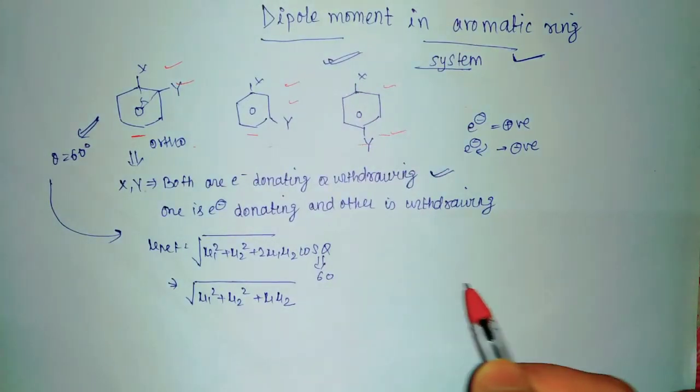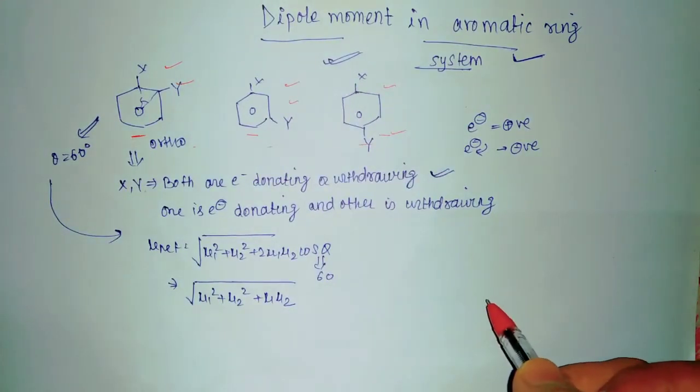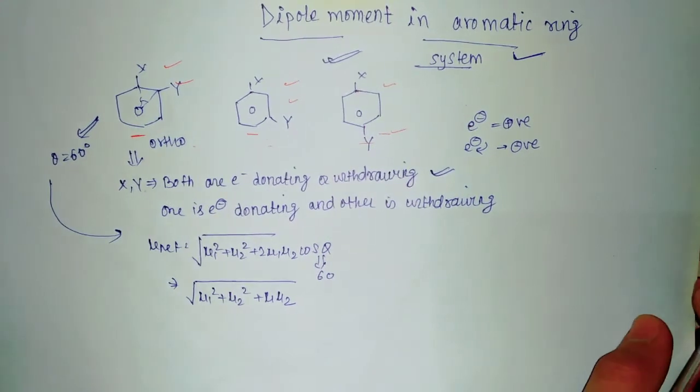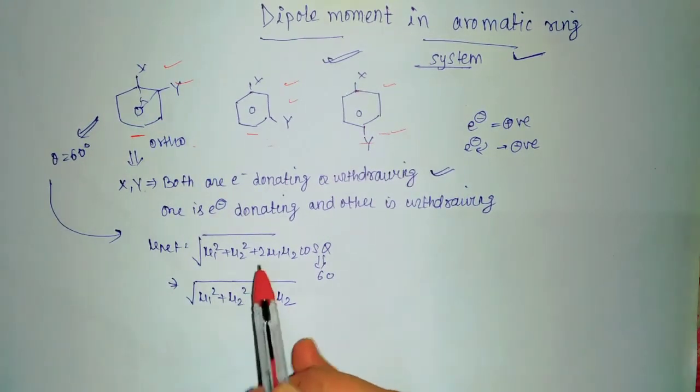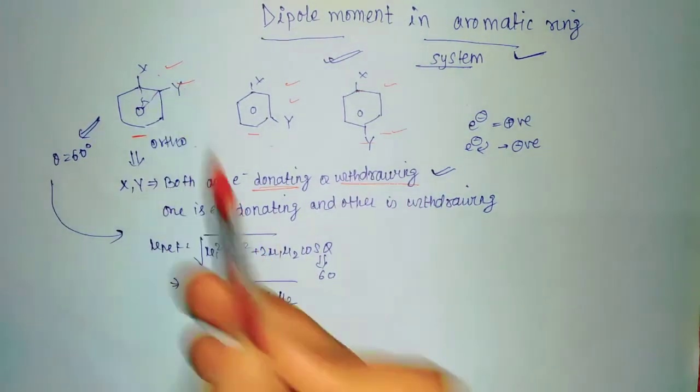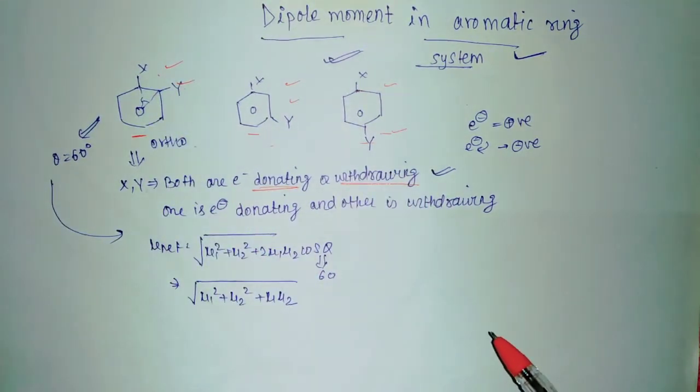As we all know, most of the students just remember the order of dipole moment in various combinations. From today onwards, you don't need to remember that, because I am going to tell you how to rearrange the order. The first case that we are taking is when both the groups X and Y are electron donating or electron withdrawing.